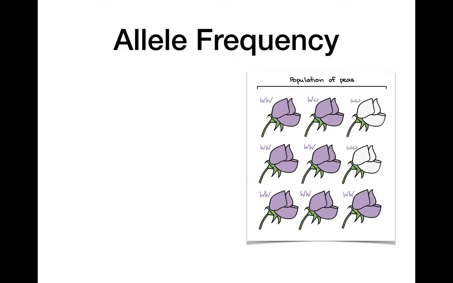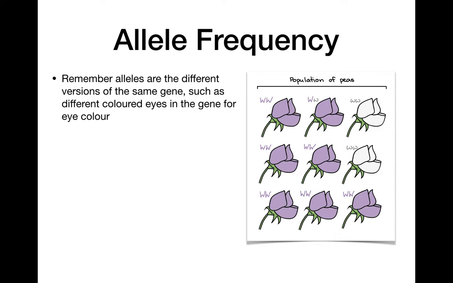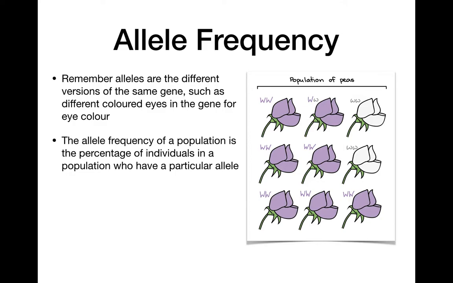Okay, so let's look at how we analyze how frequently an allele shows up in a population. That's called allele frequency. Always keep in mind that alleles are different versions of the same gene, just like different colored eyes in the gene for eye color. The allele frequency is the percentage of individuals in a population who have that particular allele. For example, blue eyes in Moroccans are not very common, but they're much more common in Canada. So the allele frequency of blue eyes will be different in Canada than in a Moroccan population.